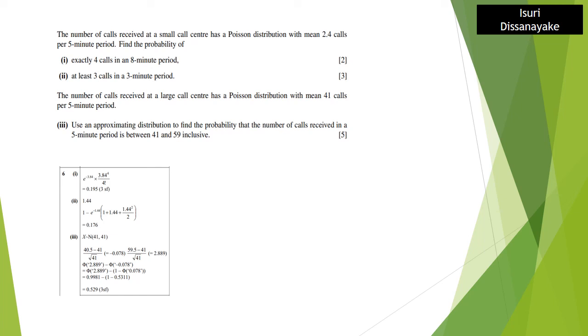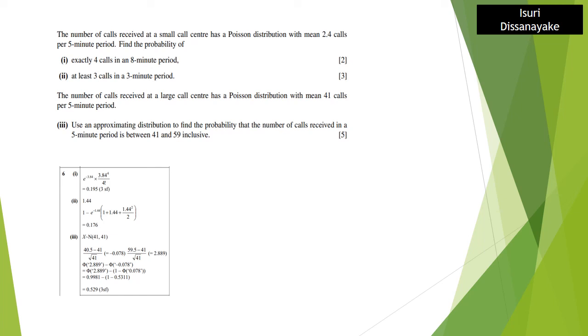So you have to subtract the probabilities of x equals 0, x equals 1 and x equals 2 only. At least 3 says it should include 3 or more. So to find the probability of x being greater than or equal to 3, you subtract from 1 the probabilities for x equals 0, 1, 2 only. As well, the unit interval is considered for a 3-minute period in part 2.